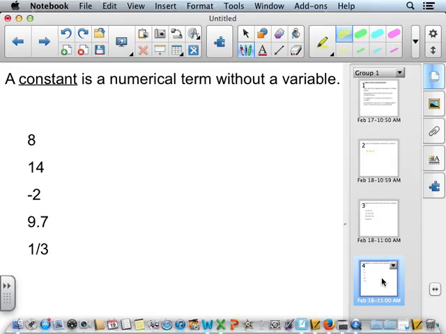Next, I have the definition of constant. A constant is a numerical term without a variable. 8 is a constant. 14 is a constant. Negative 2, 9.7, and 1/3. These are all constants, meaning that their value is always constant. 8 will always be 8. 14 will always be 14. The value of these numbers will never change.